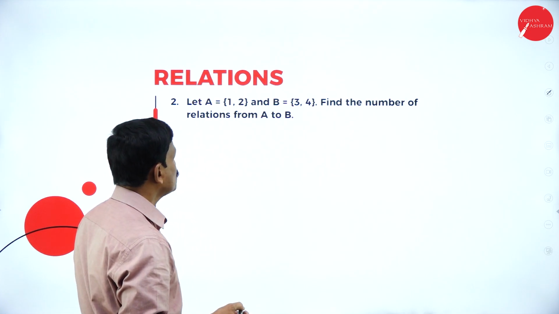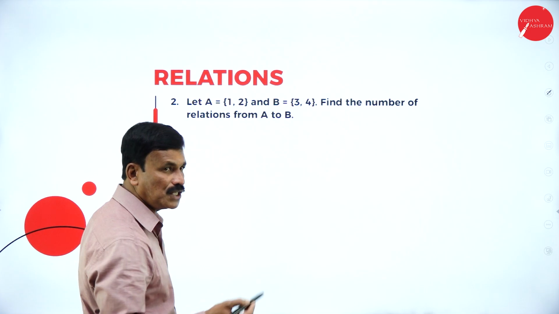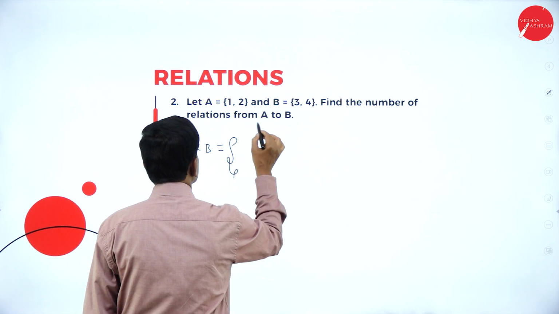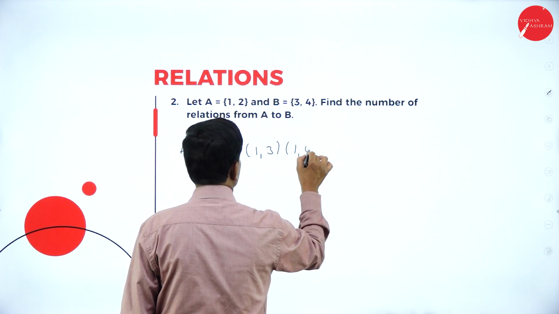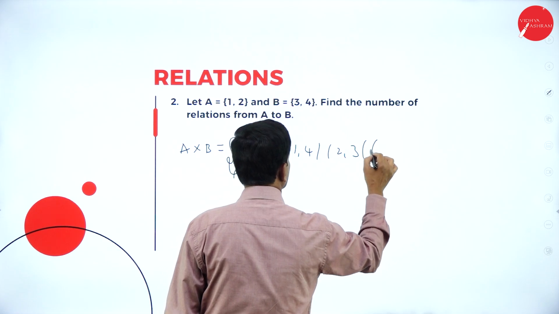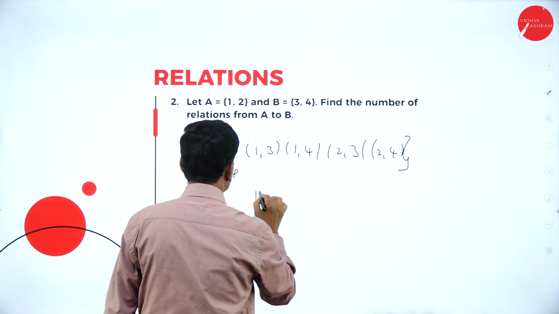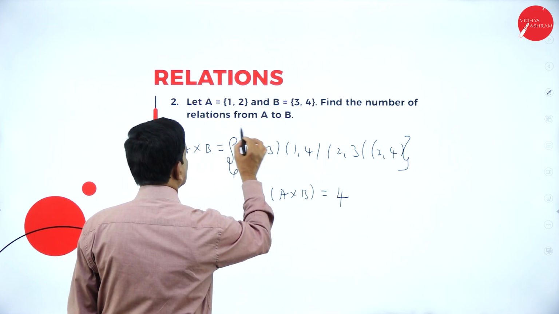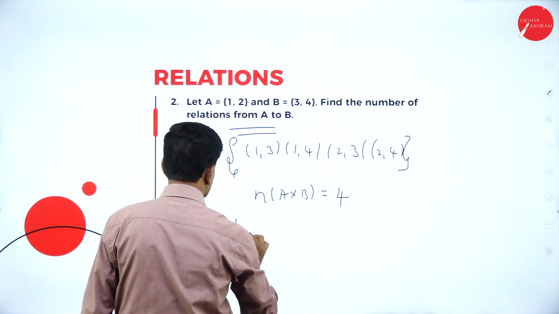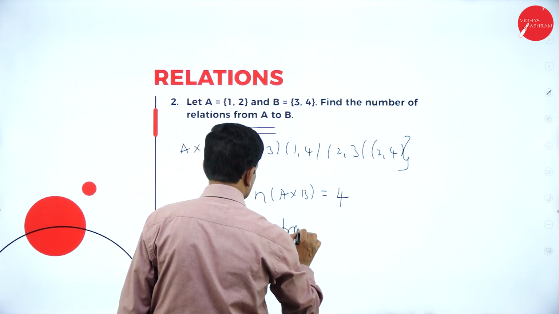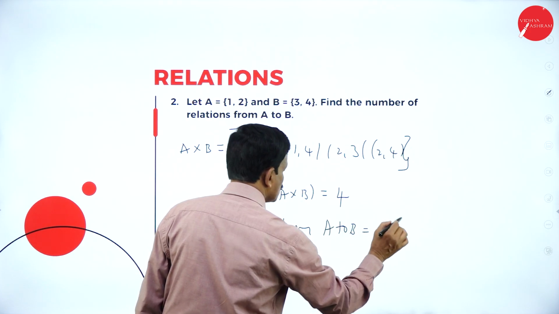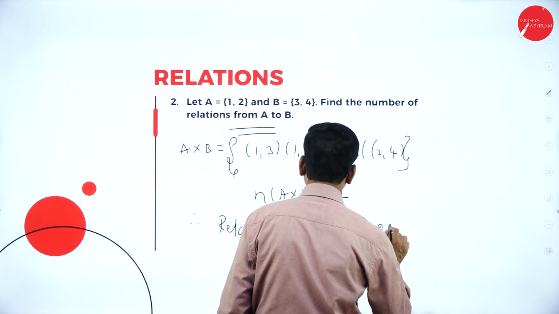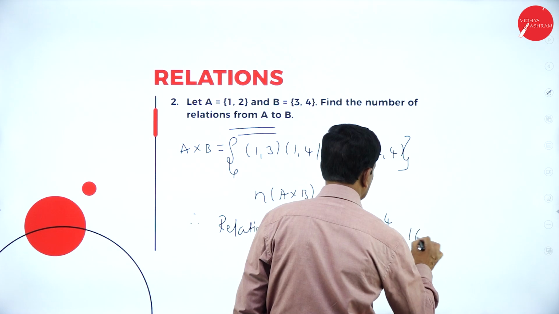Let A is equal to {1, 2}, B is equal to {3, 4}. Find the number of relations from A to B. So here same. First write down A cross B. The Cartesian product of A and B is {(1, 3), (1, 4), (2, 3) and (2, 4)}. Right. So n of A cross B, the number of elements in A cross B is 4. So therefore the number of relations from A to B is nothing but 2 to the power of m into n, that is 2 to the power of 4, that's equal to 16.